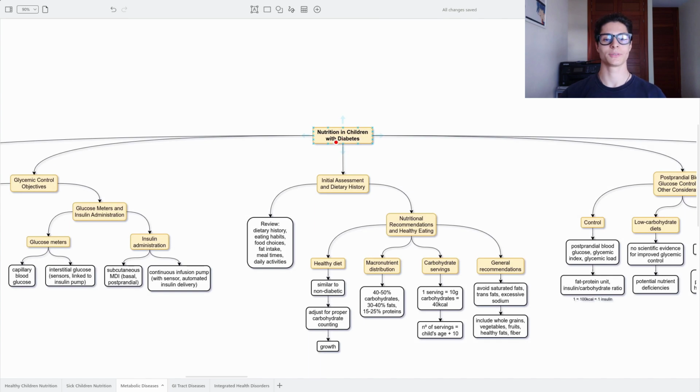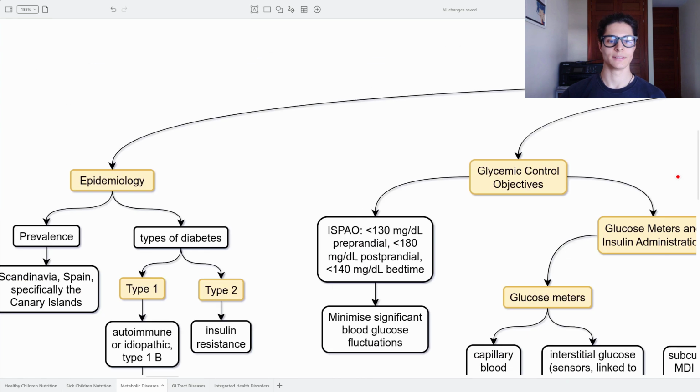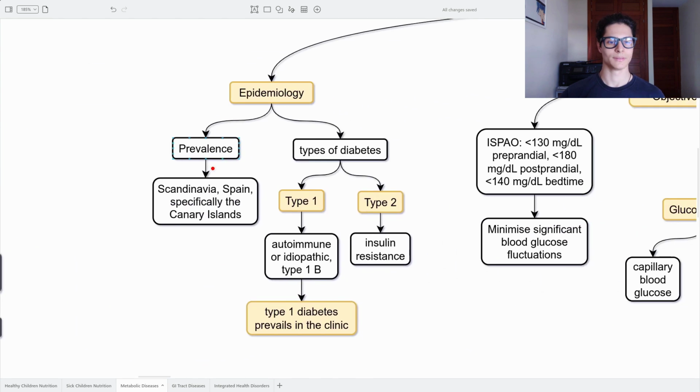Okay, so now it's time to take a look at diabetes. Diabetes, the epidemiology, the prevalence. Well, this is interesting, mainly in Scandinavia, in northern countries, but also a lot in Spain and specifically in the Canary Islands.